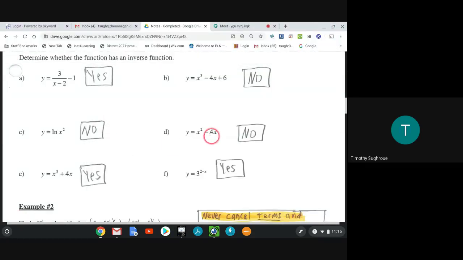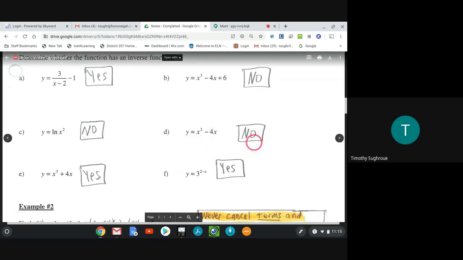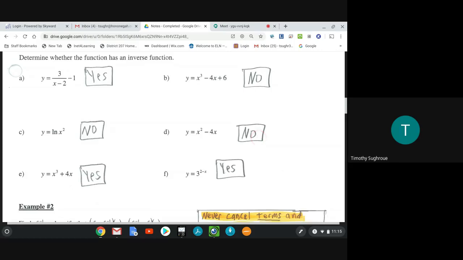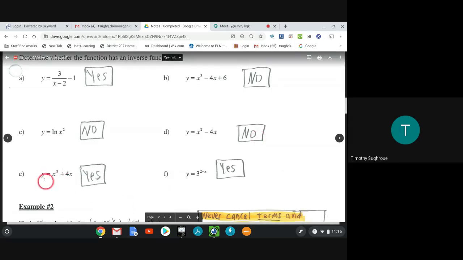That's why this is no. This one we should know, this is a parabola opening upward. Parabolas opening upward are not one-to-one functions. This cubic can be difficult because if you switch x and y, you really don't have a great way to isolate y to verify that you have an inverse, but it does have an inverse.